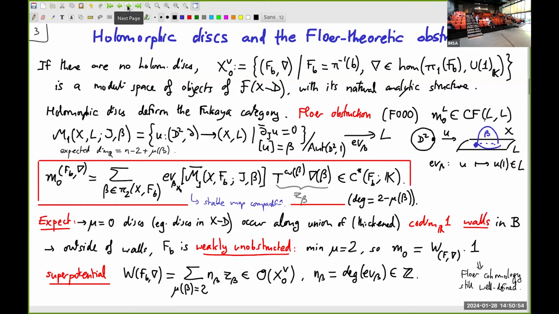Then we discussed the m0 obstruction for a single Lagrangian and how disks of different Maslov indices contribute terms of different degrees in this story. And the belief that usually Maslov index 0 disks will happen along codimension 1 walls in the base, and Maslov index 2 disks will exist everywhere but can be just counted by a regular function in the mirror.